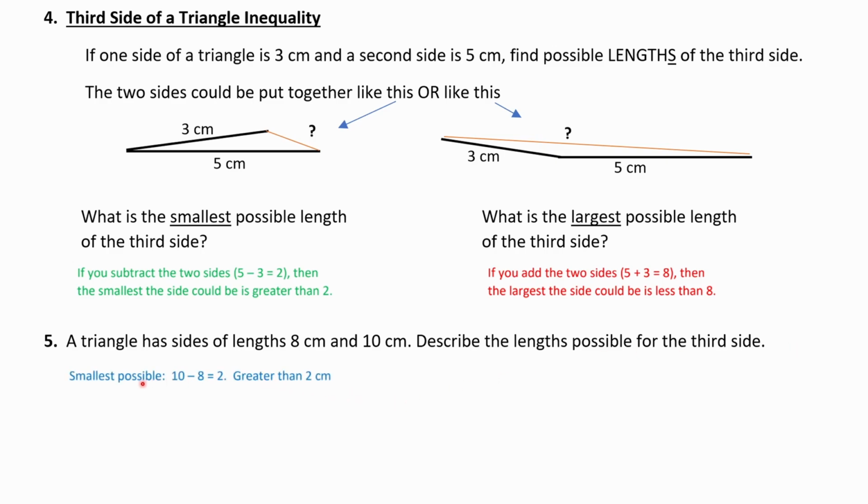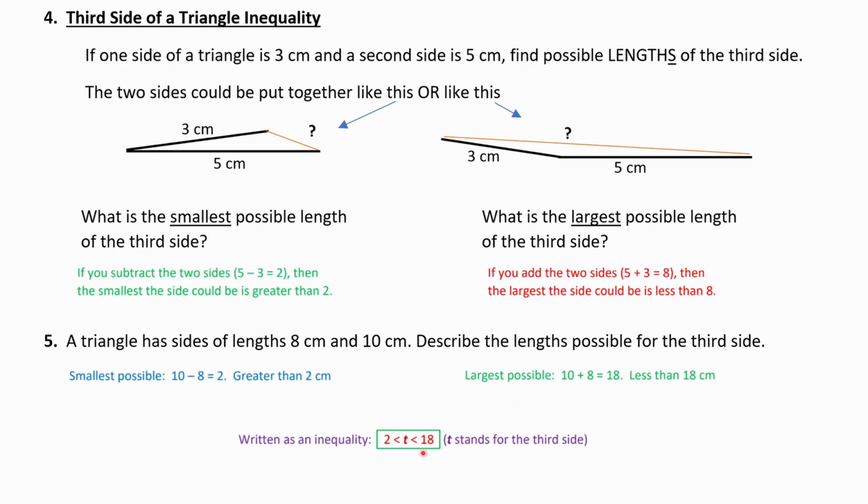All right, for our smallest possible side, we take the side lengths of 8 centimeters and 10 centimeters, and again use subtraction to find the smallest possible length. So we know that it has to be greater than 2 centimeters. And for the largest possible side, we add the two together, so it has to be less than 18 centimeters. And we have a convenient way of writing this all in one succinct format, which is this inequality where we would say 2, which is our smaller value, is less than t, which is standing for our third side, which is less than 18.